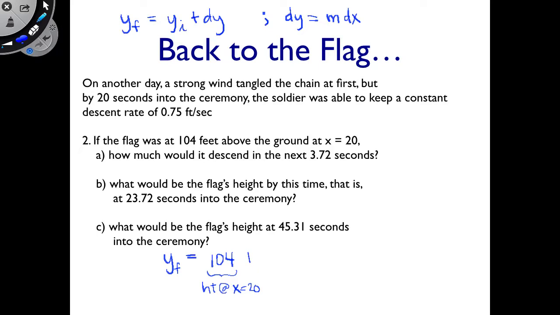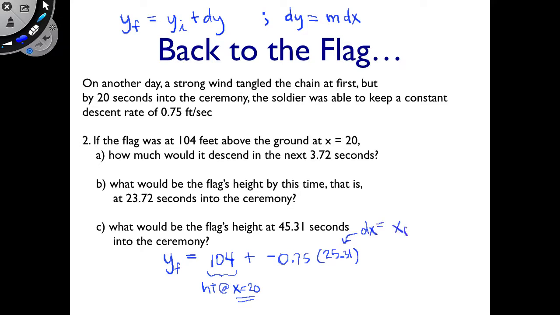I need to know how much the height has changed since then. So I need an m dx sort of expression. dy, I'm going to replace that with m dx. Well, the m part's that constant rate of change. What's dx? How much has x changed since then? Since the height was 104, how much has x changed? Right. This was at time 20. We're looking at something 25.31 seconds later. So I could write 25.31 here, but where that comes from, that's dx.